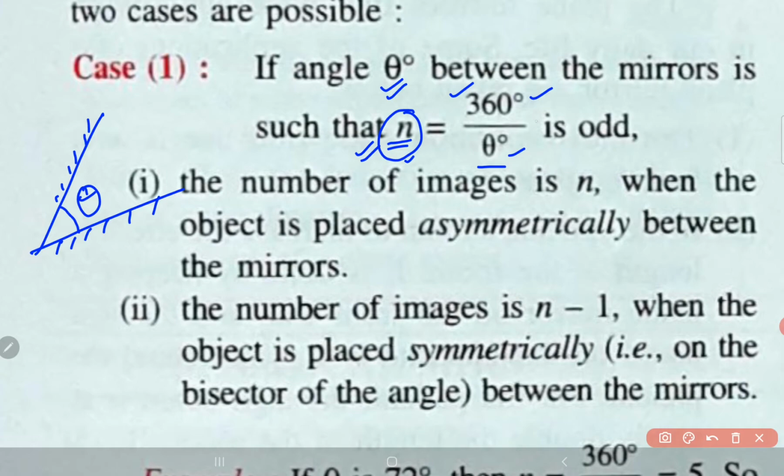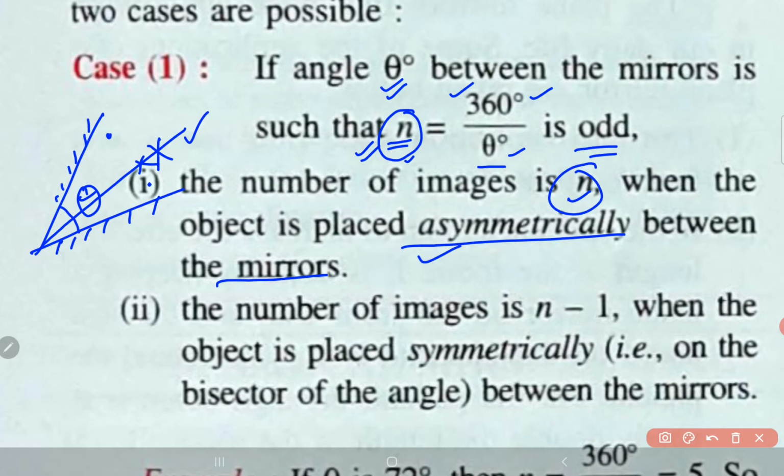So, if this answer comes odd, then the number of images is n when the object is placed asymmetrically between the mirrors. Asymmetrically means it is not exactly, for example, on the angle bisector, it is not lying here, okay. It can be lying anywhere here, up or down this particular line, but not on the line, because this is the angle bisector, right. So that means asymmetrically, not exactly in between the mirrors, right. Then the number of images will be n if the answer comes odd.